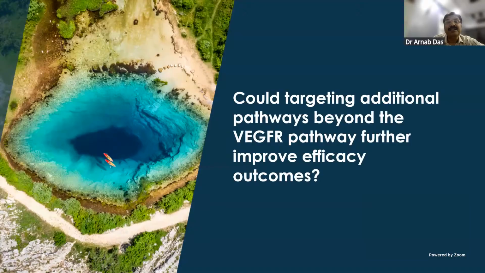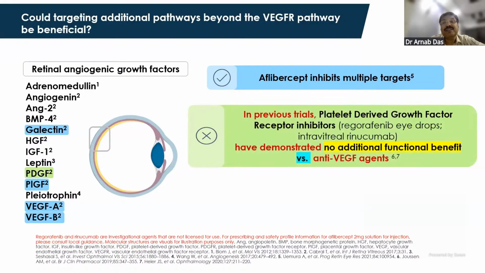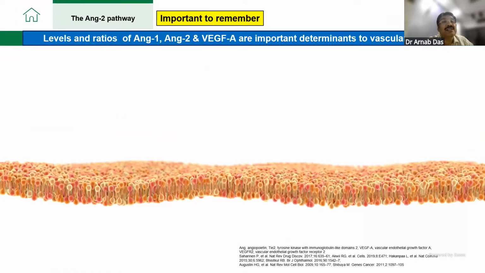Could targeting additional pathways beyond the VEGF receptor pathway further improve efficacy outcomes? Aflibercept inhibits multiple targets, as we have learned. In previous trials, platelet-derived growth factor receptor inhibitors have demonstrated no additional functional benefit vis-a-vis anti-VEGFs alone. But what about inhibition of angiopoietin 2, which is much in the news and much in noise? It is important to remember that the levels and ratios of angiopoietin 1, angiopoietin 2, and VEGF-A are important.